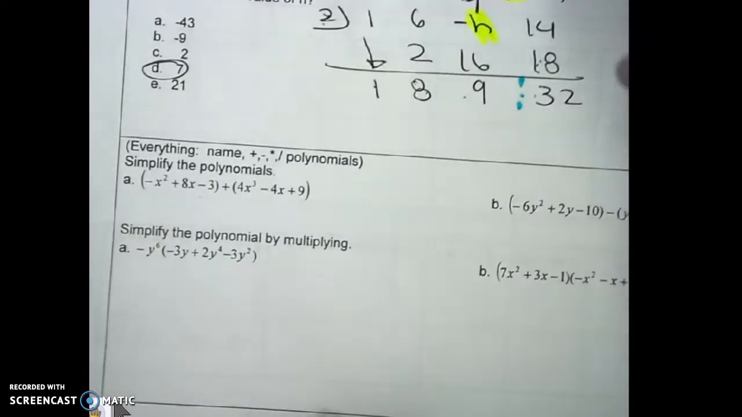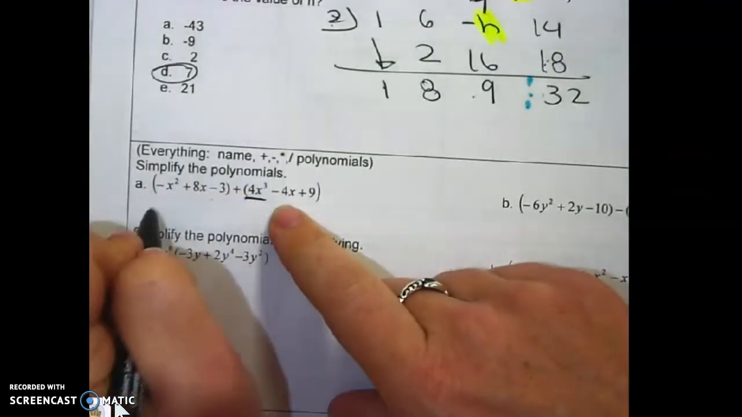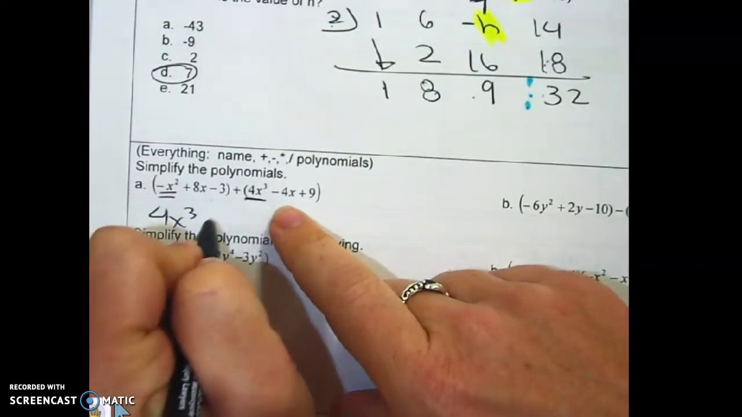All right. In this one, all they want you to do is add the same. So this is there. That one is there.